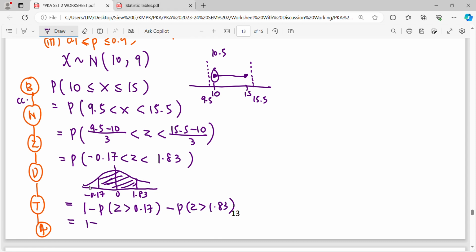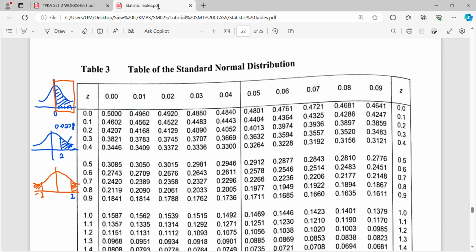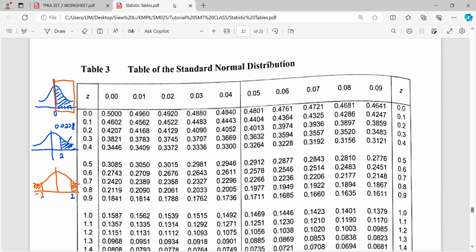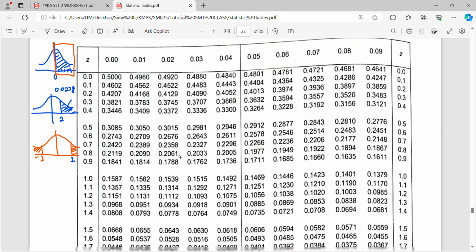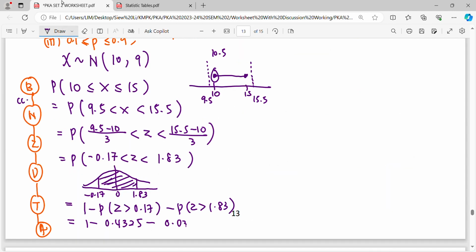So 0.17, 0.4325. 1.83, 1.8, go down to 3, 0.0336. So finally, 0.5339.